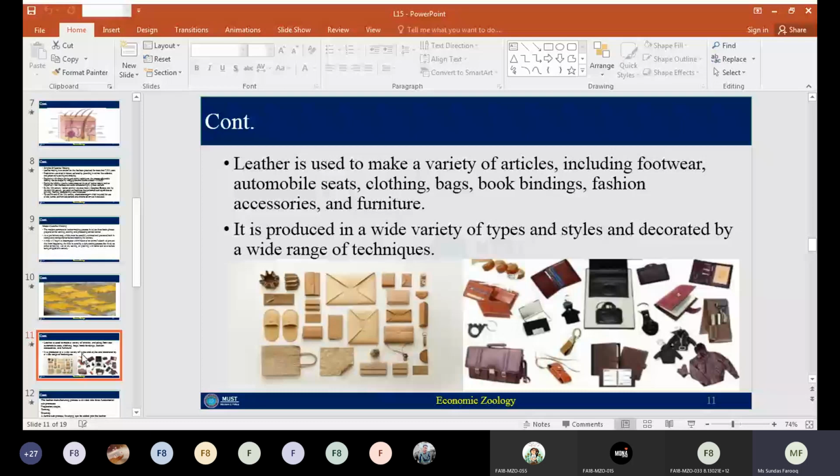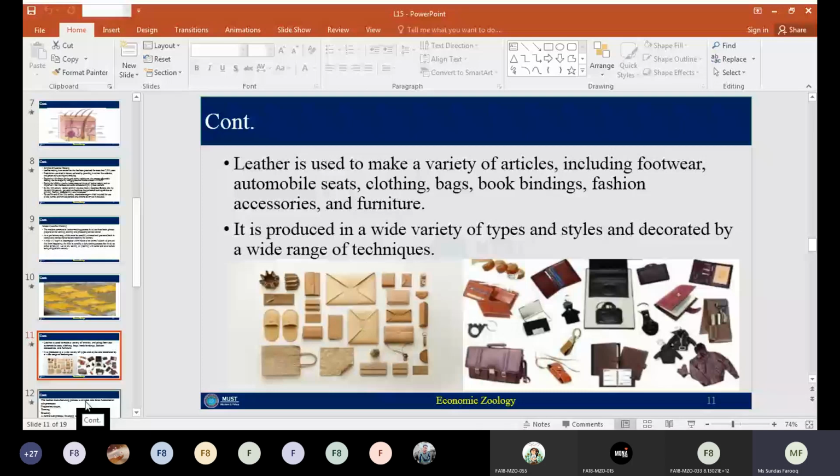You can see in these diagrams that leather is a kind of product that has much more significance in present days, and is utilized for several purposes. So we can say that leather is an important ingredient of human society or human population.